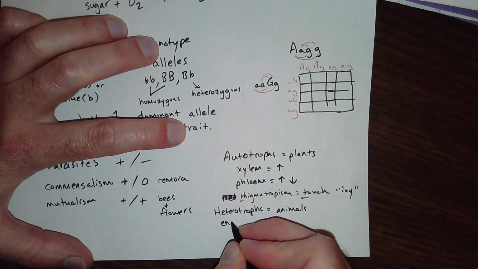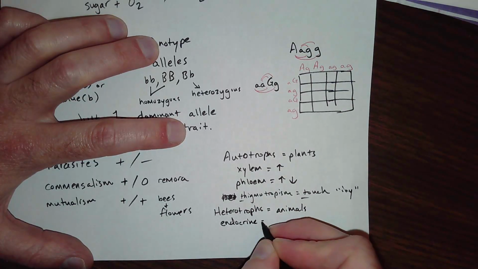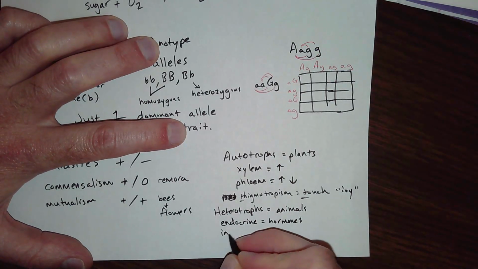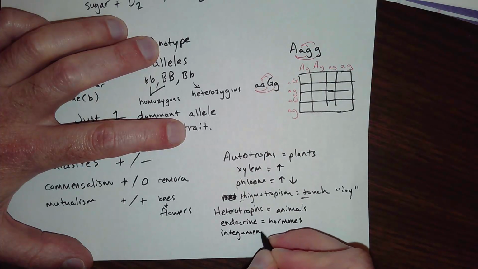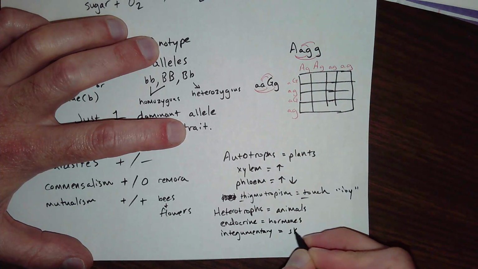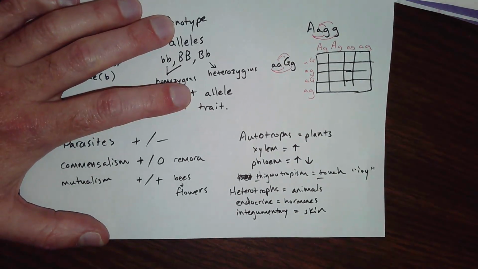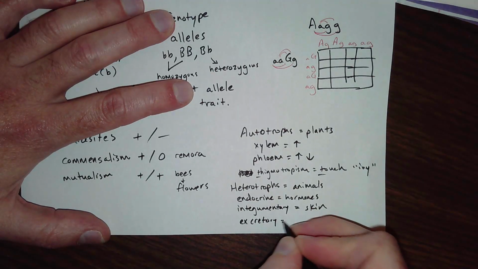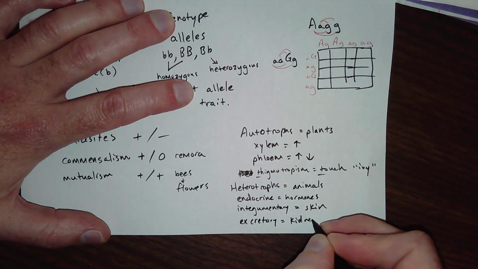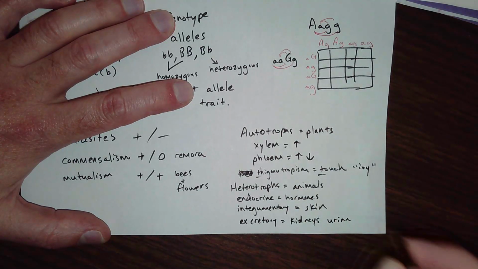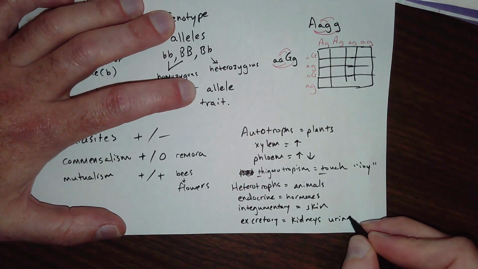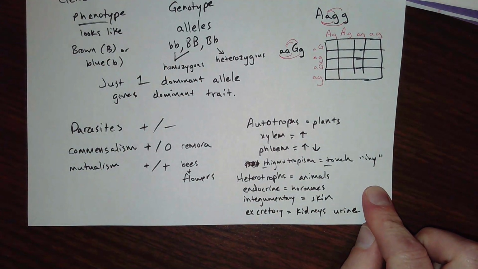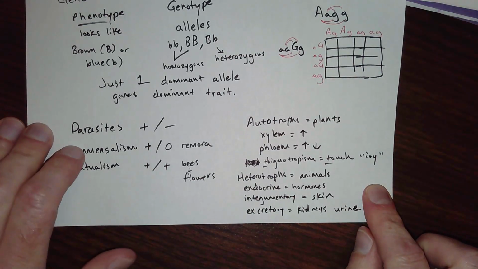And let's not forget that the endocrine system uses hormones. That the integumentary system is the skin. And that the excretory system is things like the kidneys. It produces urine. Okay, 16 and a half minutes. And we just made ourselves a cheat sheet for 80% of the Texas Biology STAAR test.